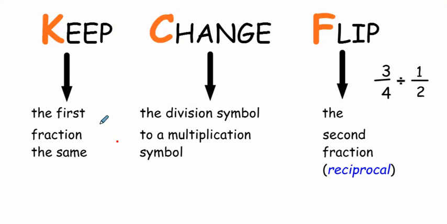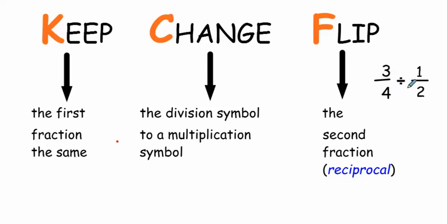Here are the rules for division. You're going to keep, change, flip. You keep the first fraction exactly how it is. Then you change the division symbol into multiplication, so it becomes a multiplication problem. And then you flip the second number, or you multiply by its reciprocal. Let's look at this problem right here.